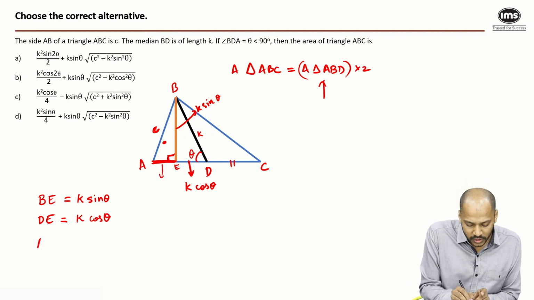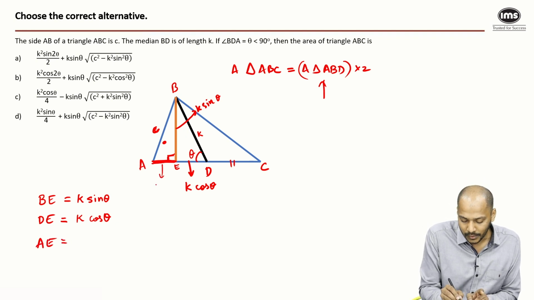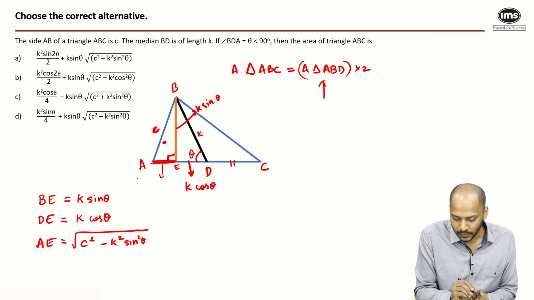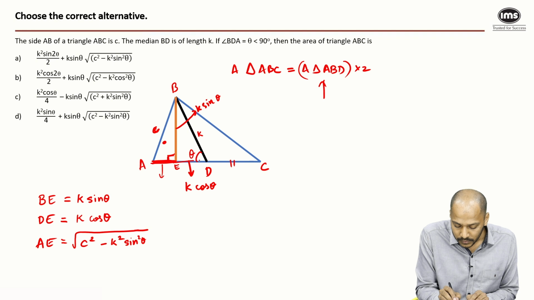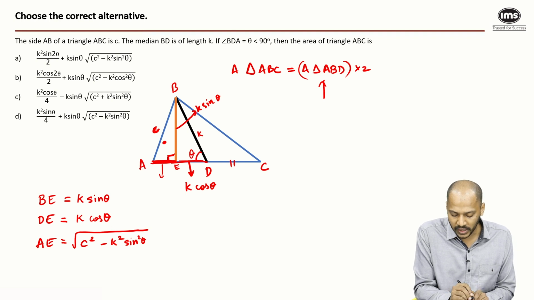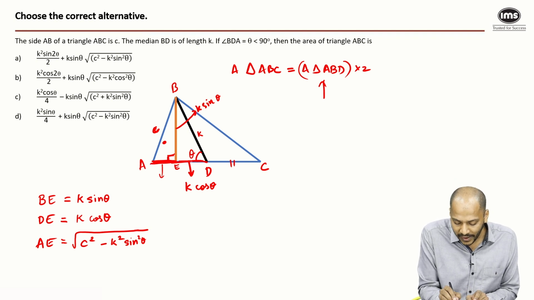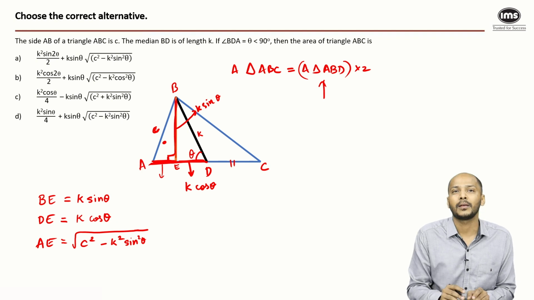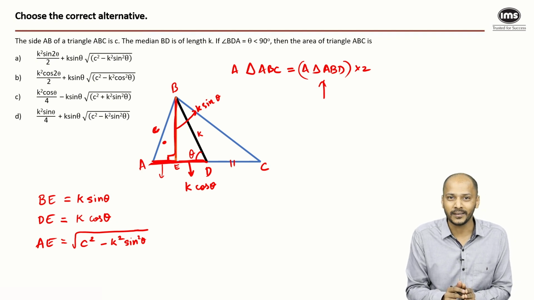So if I use Pythagoras theorem, I would say AE would be under root of c square minus k square sine square theta. Okay, I know AE, and do I know ED? Yes, I know ED is k cos theta. So can I say for this triangle the base is this much and the height is k sine theta? I can use the area of the triangle, that is half into base into height.